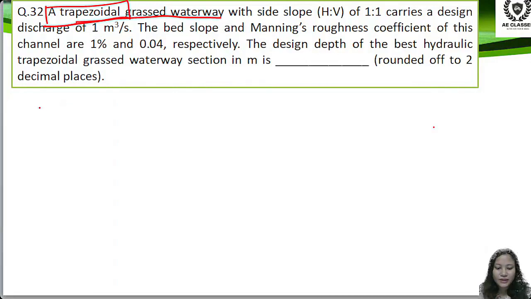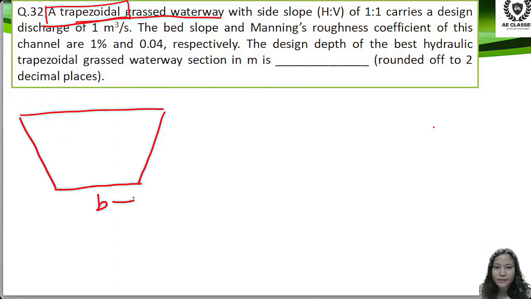So you see here, let's first make the trapezoidal grass waterway. Okay, so let's take this as the top width, with sides, and this is the bottom width. And you know that the trapezoidal section is divided into three sections, isn't it? One is the rectangle or the square part, which lies in the middle of the section, and two triangular parts.